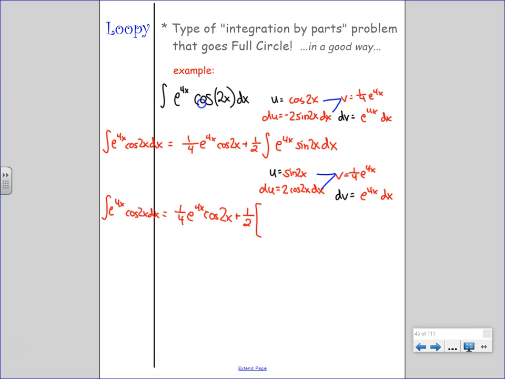Now it's time for the integral, which will be 1/4 e to the 4x sine of 2x minus the integral. Pull out the 1/4 of the 2, which will be a 1/2 e to the 4x cosine of 2x dx. Oh my goodness, this is going to go on forever, George.